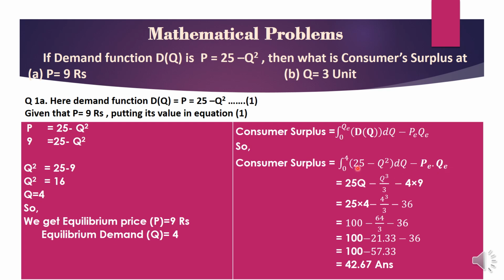So integration of 25 is equal to 25Q, minus sign is here, and integration of Q² is equal to Q³/3, and this part remains the same, minus 4 into 9. So putting the value of Q equal to 4, we get 25 into 4 minus 4³/3 minus 36. So 25 into 4 is equal to 100, and 4³ is equal to 64/3 minus 36. After solving this equation, we get consumer surplus equal to 42.67.